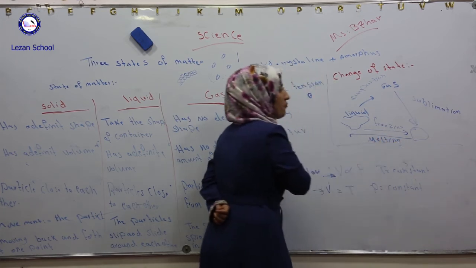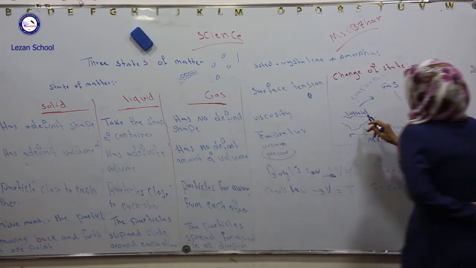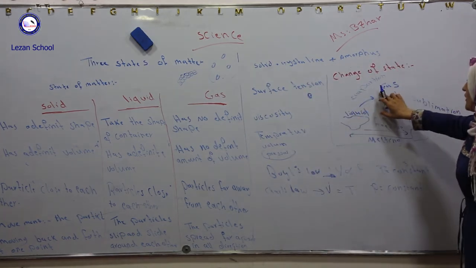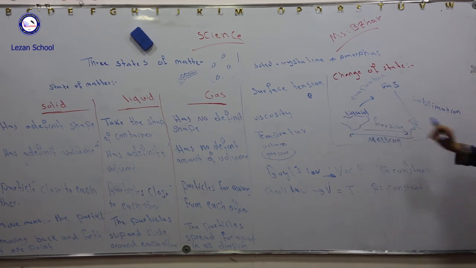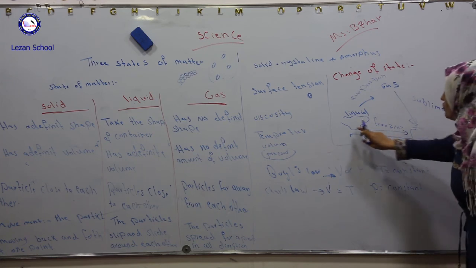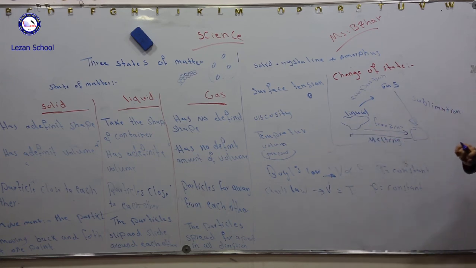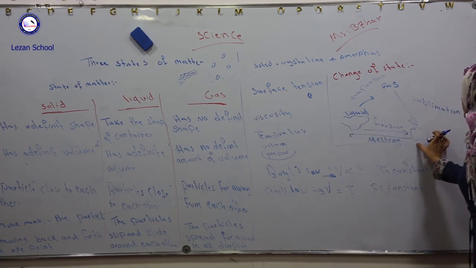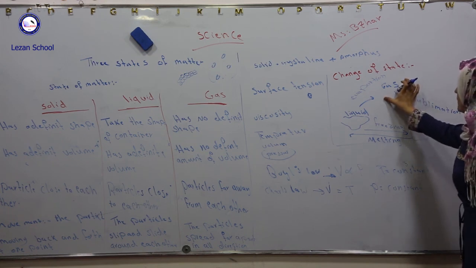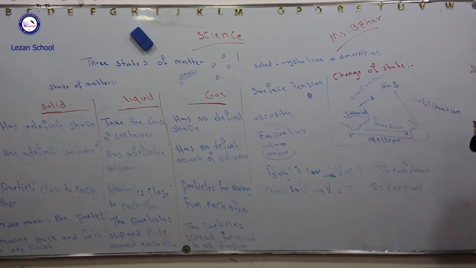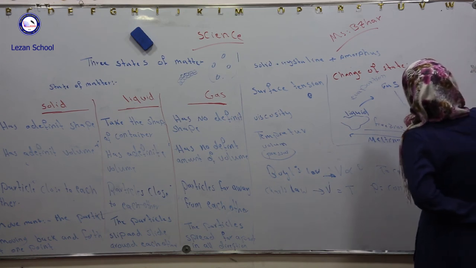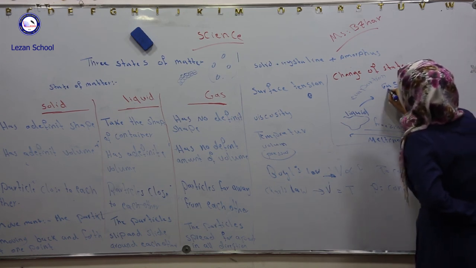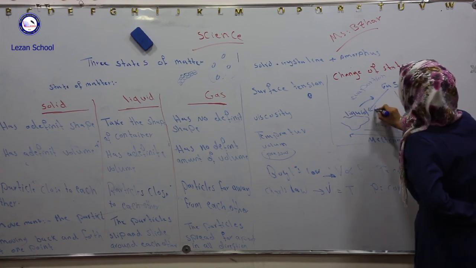So, when liquid changes to gas, it is called evaporation. When liquid changes to solid, we call it freezing. When solid changes to liquid, we call it melting. When solid directly changes to gas, we call it sublimation. When gas directly changes to liquid, we call it condensation.